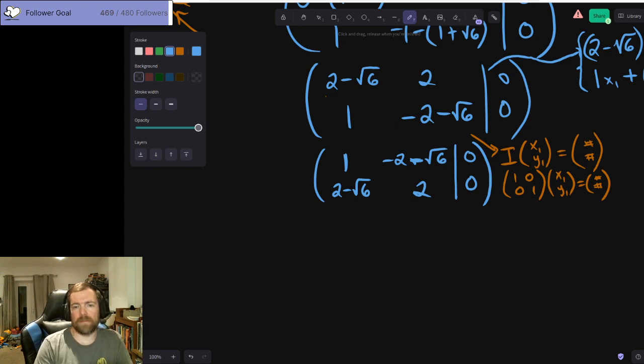So at this point, it would be real easy to get rid of the thing that's underneath it. So here we're going to take row 2 and subtract off 2 minus the square root of 6 times row 1.